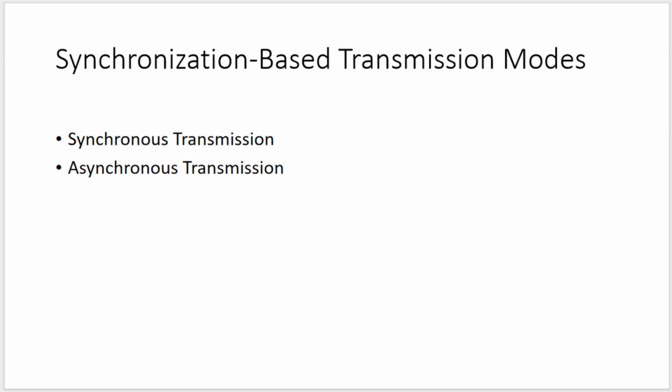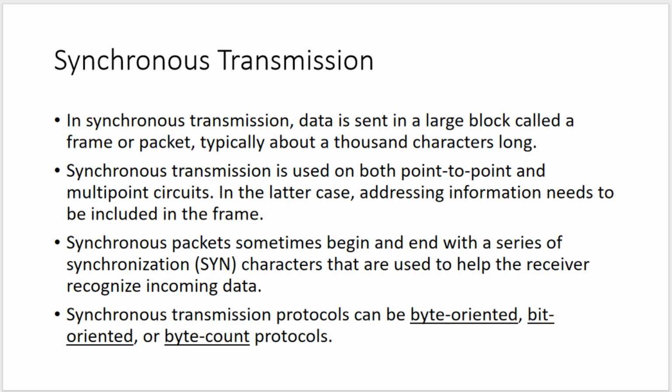So next is synchronization based transmission mode. So there are two modes: one is synchronous transmission, and second is asynchronous transmission. So synchronous transmission. In synchronous transmission, data is sent in a large block called a frame or package, typically about 1,000 characters long.